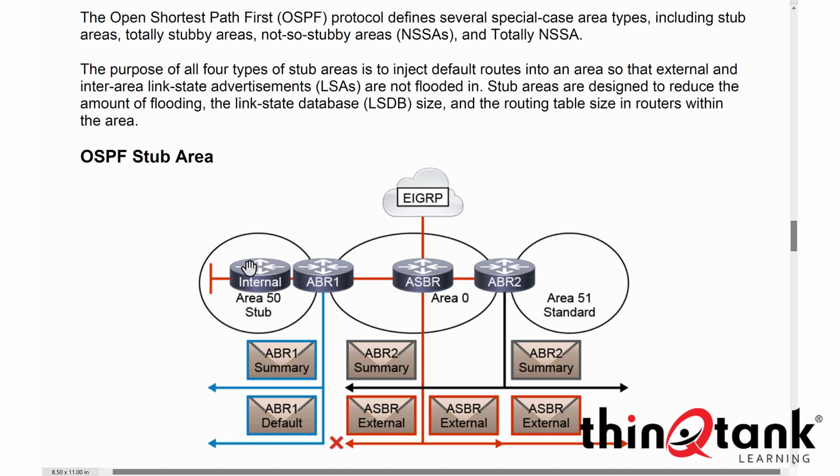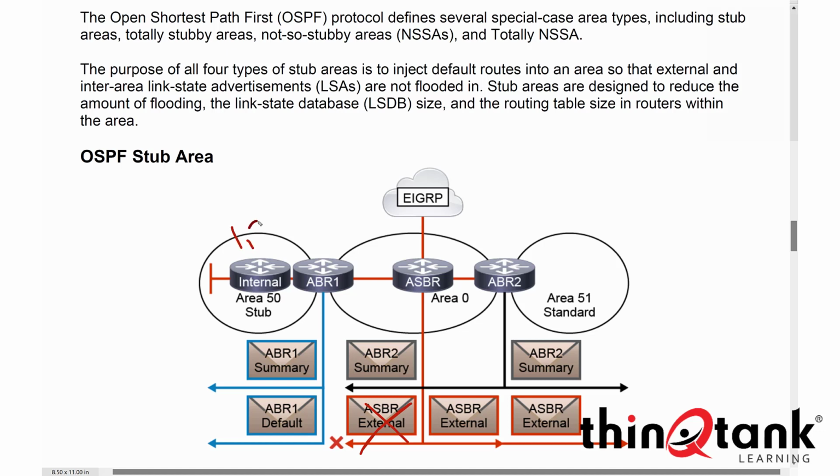The purpose of a special area type, like a stub area or totally stubby area, is to limit what is allowed to go into that special area at the ABR. All right, so ABR2 in this example is configured as a standard area. Well, it's attached to a standard area. And that means that pretty much everything is allowed to go into Area 51. ABR1 is configured as a stub area. And you can see from the diagram here what is not allowed to go into the stub area. Type 5s are not allowed into the stub area. External LSAs.